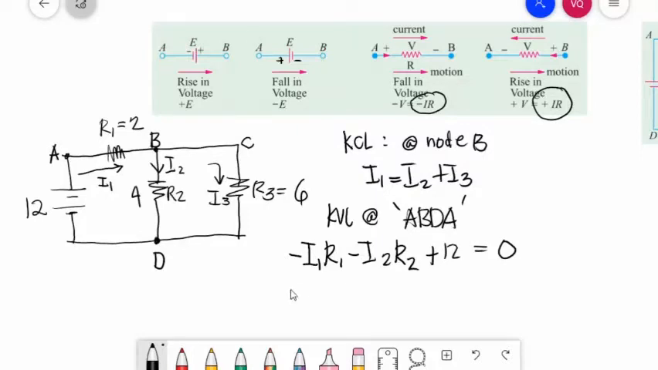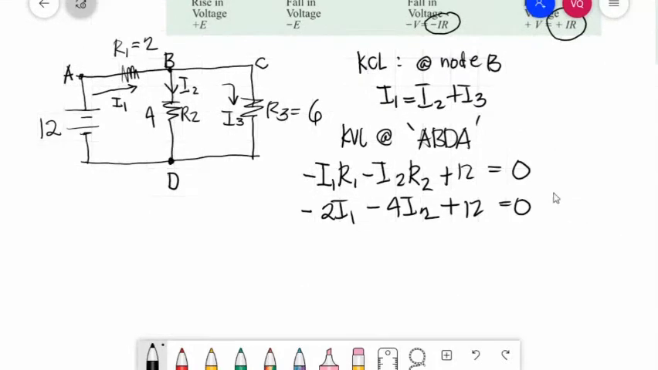Let's substitute. Negative R1 is 2, so negative 2 I1, minus R2 is 4, so minus 4 I2, plus 12 is equal to 0. Next loop. We have three loops here: this loop, this one, and the one on the outside.